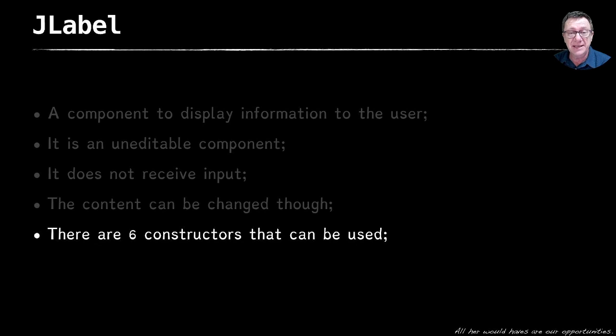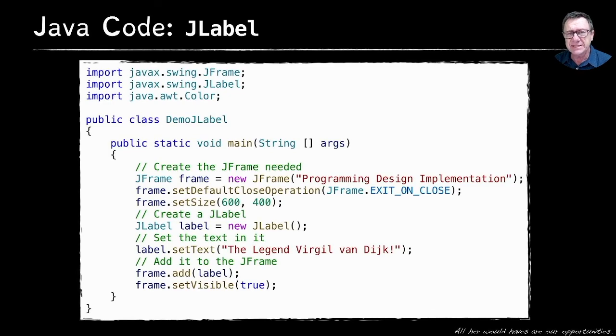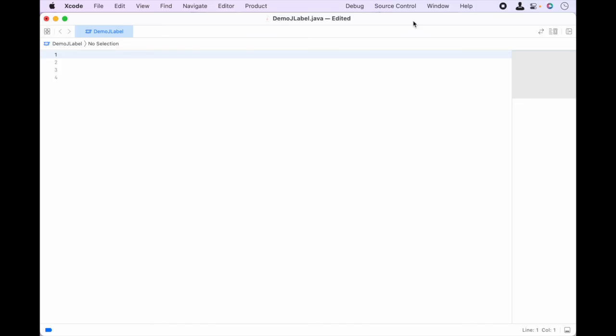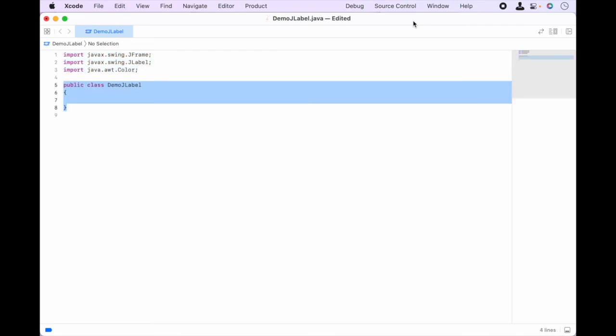Now we have 6 possible constructors that we can use, okay? And once we've created it, we can add it to a JFrame. So here's some JLabel code that is a real simple demonstration of using the JLabel, a component that displays information to the user that they can't edit. Let's have a look here. So we've got 3 things. We've got our frame, we've got our label, and we've got our color that we need.